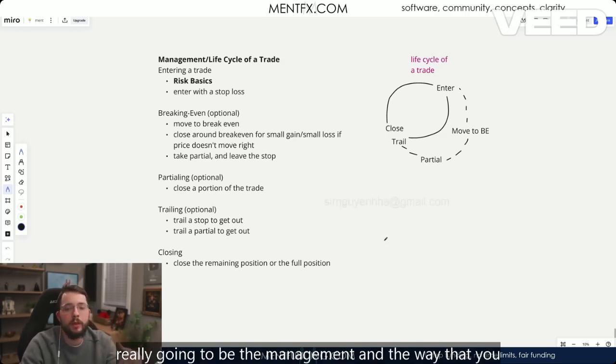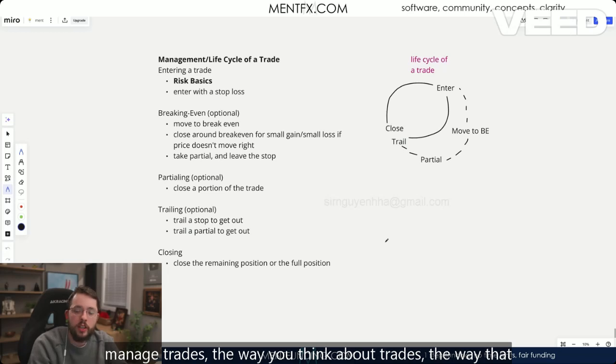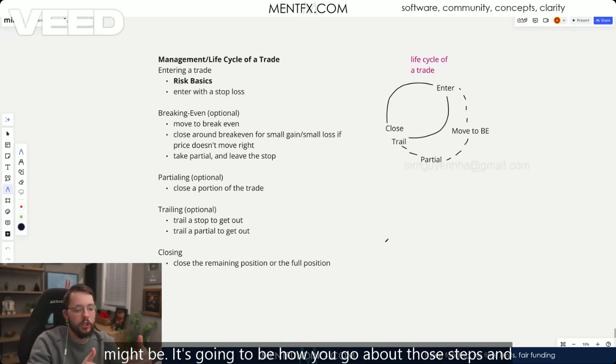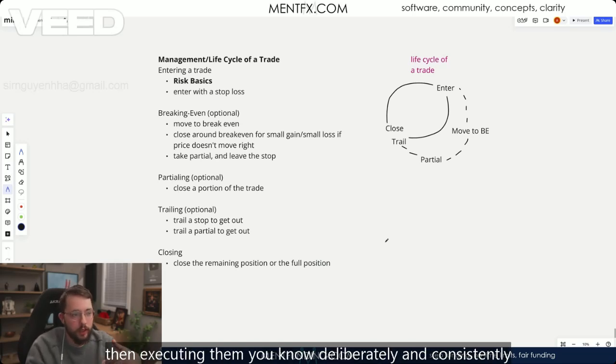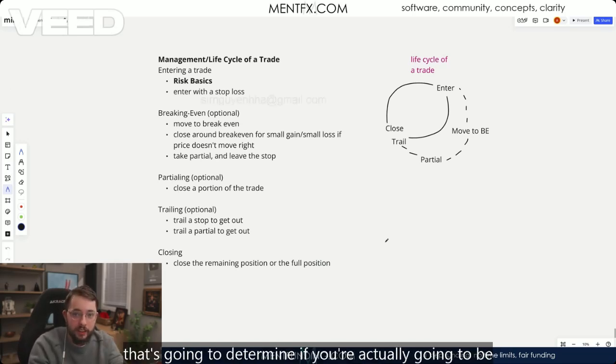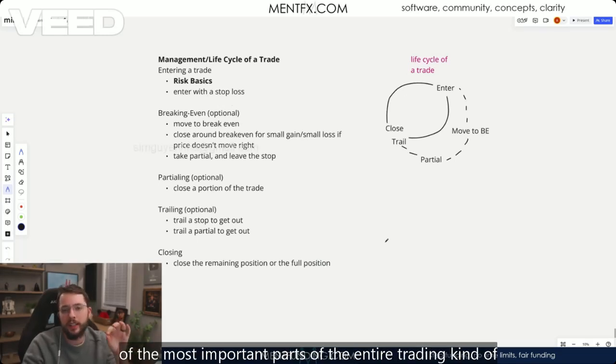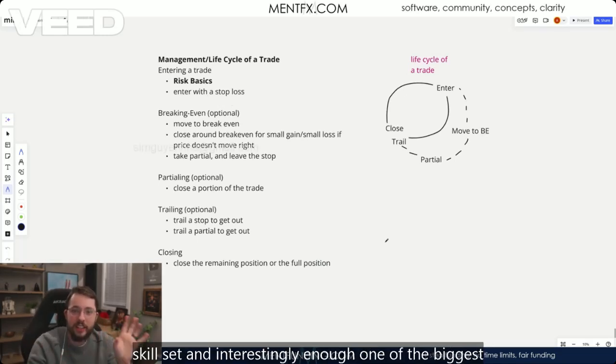And it's really going to be the management, the way you manage trades, the way you think about trades, the way you take on risk, take off risk, take partials, whatever it might be. It's how you go about those steps and then execute them deliberately and consistently that's going to determine if you're actually going to be profitable long term. So management is quite literally one of the most important parts of the entire trading skill set.